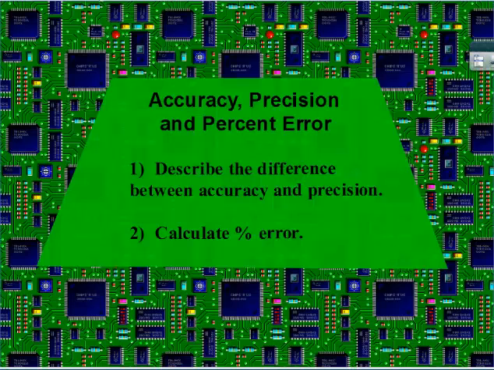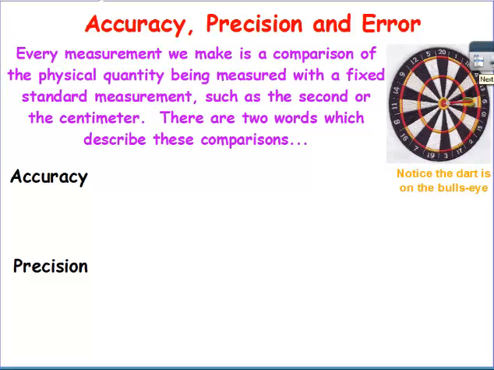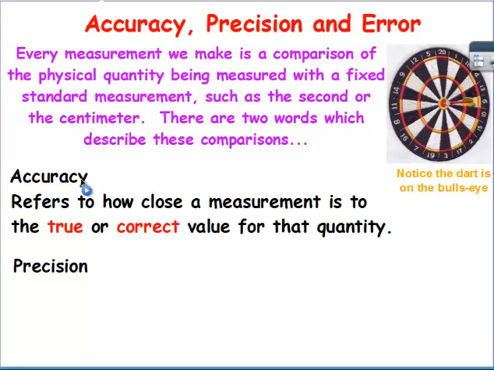Accuracy, precision, and percent error. Every measurement we make in chemistry is a comparison of the physical quantity being measured with a fixed standard measurement, such as the second, or the centimeter, or the millimeter. There are two words which describe these comparisons: accuracy and precision.